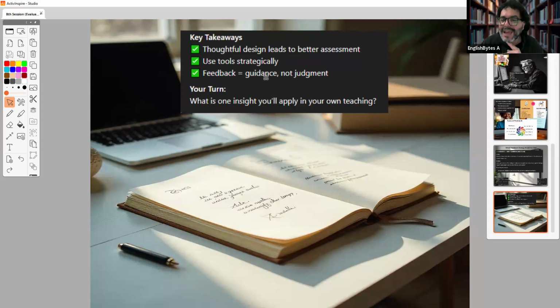Feedback is guidance, not judgment. With your feedback, you're trying to guide your student. You're not punishing your student. I know because I have also had bad teachers in the past, who punished me for my mistakes instead of guiding me. Teachers who said, no, you don't work for this. How are you studying for this? Instead of, well, this exercise is wrong, but let me tell you how to improve.